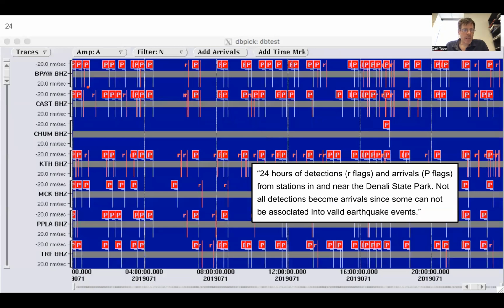This shows stations BPA, CAS, CHUM, KTH, stations in or near Denali State Park, showing 24 hours of detections, these S's and P's and arrivals. As it says, not all detections become arrivals, since some cannot be associated into valid earthquake events. So this shows this automated procedure, lots of detections for just a small subset of stations over 24 hours. The question is how many of these P's line up across, say, 5 different stations, because then that's probably an event common to all of those stations and more.